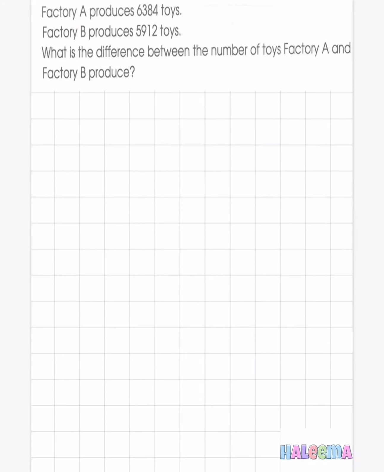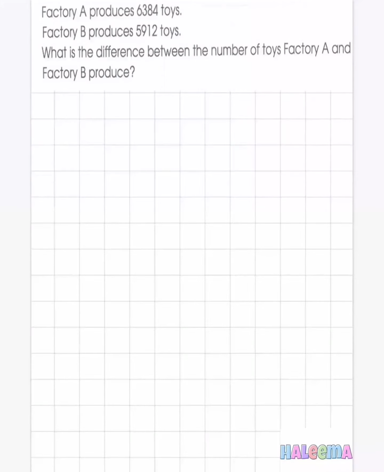It says factory A produces 6,384 toys and factory B produces 5,912 toys. This is the data that we have about the two factories. The question is, what is the difference? Difference means minus. Sum means to add. Difference means to subtract. Right? So what is the difference between the number of toys factory A and factory B produces?